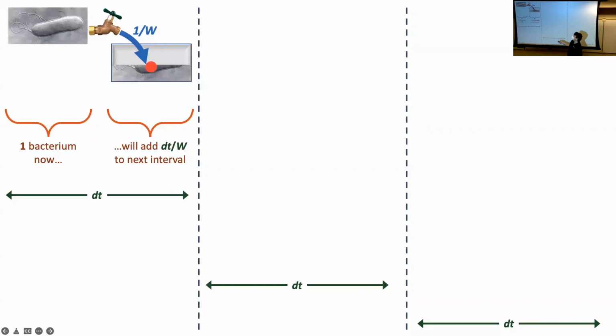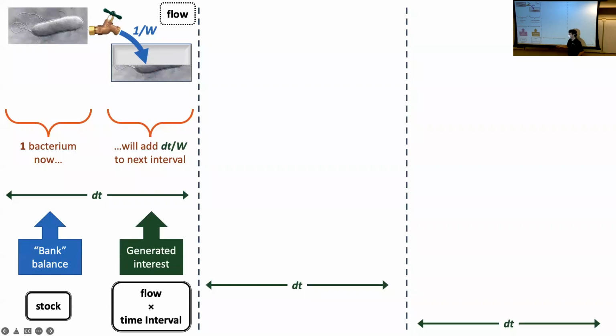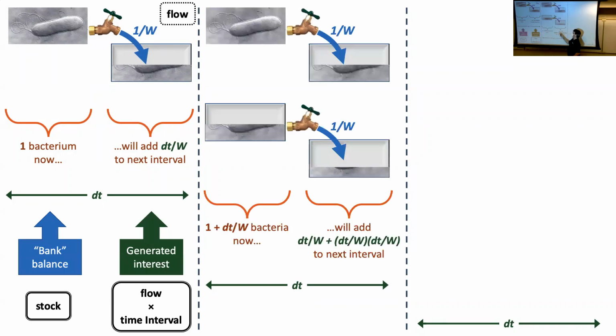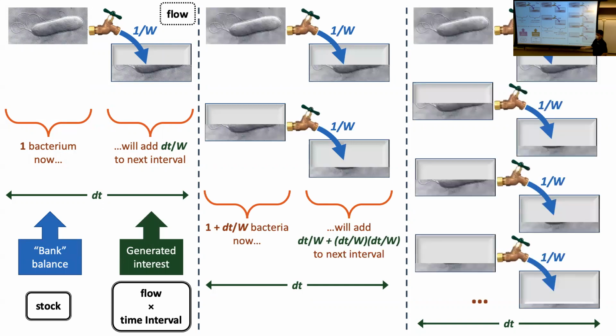And that gives me this interest rate idea here. I've got a bank balance and a generated interest. Over that one time period, this is the average amount of money in the bank. Then I generate, over the next time period, the average amount of money in the bank afterwards, and so on and so forth. So we're capturing the average behavior of what's going on with these bacteria. That's what we mean by flows.